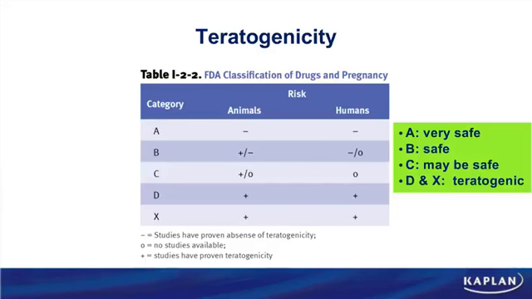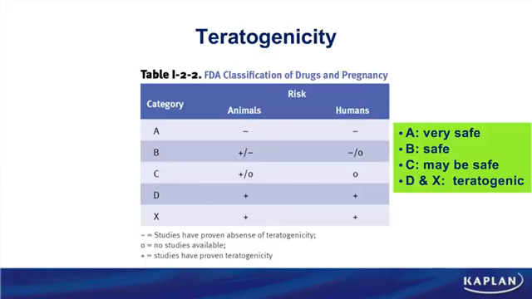Once you get down to category D or category X, those are teratogenic drugs. Those are drugs where we have human studies that show those drugs have caused harm to the fetus. But there is a difference in how category D and category X are viewed in terms of your patient. For example, with a category D drug, you might decide to continue your pregnant patient on that drug only if the benefits of that drug to the patient outweigh the risks to the fetus. An example would be if you don't have any suitable alternatives to treat their condition.